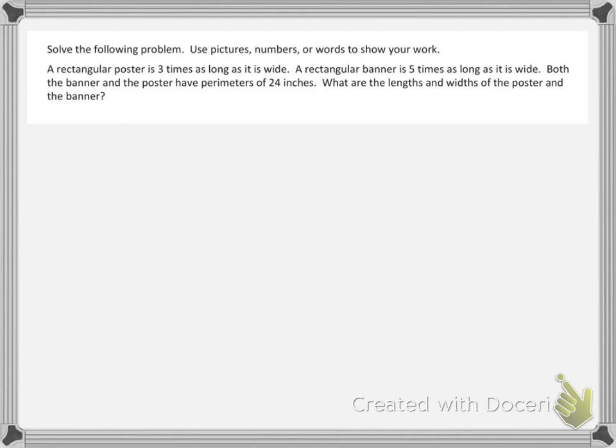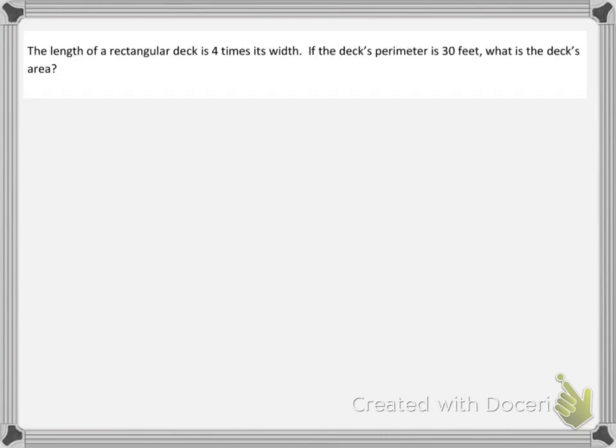All right, looks like you've got two things going on in here. A rectangular poster is 3 times as long as it is wide. A rectangular banner is 5 times as long as it's wide. Both the banner and the poster have perimeters of 24 inches. What are the lengths and the widths of the poster and the banner? Next problem. The length of a rectangular desk is 4 times its width. If the desk's perimeter is 30 feet, what is the desk's area?